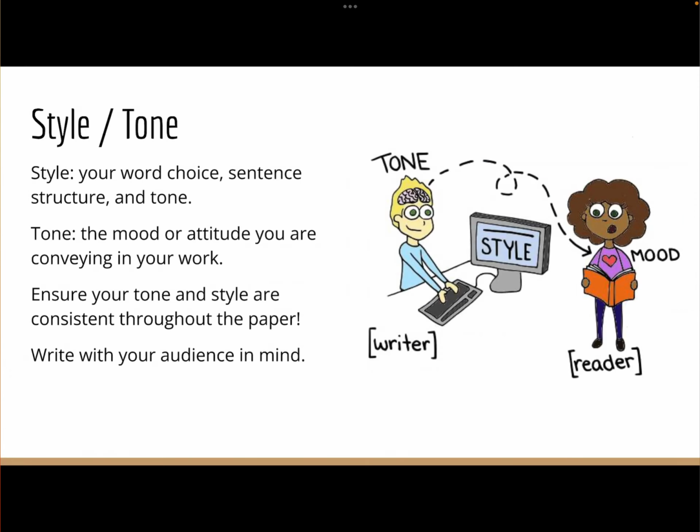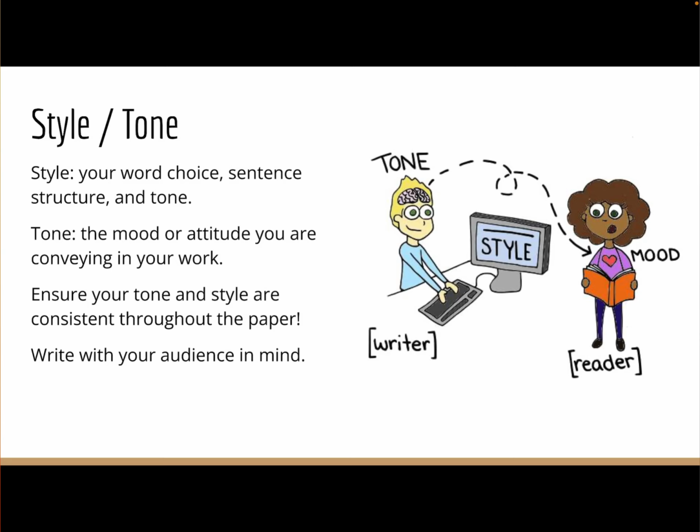While editing, you also want to be aware of your style and your tone. Your style is the words you're using and your sentence structure, and the tone is the mood or the attitude that you are conveying in your work. The most important part with that is making sure that it's consistent throughout the work. You don't want to be changing your tone or dramatically changing the style in which you are writing. It'll feel more choppy, and it'll just read more naturally if you are consistent.